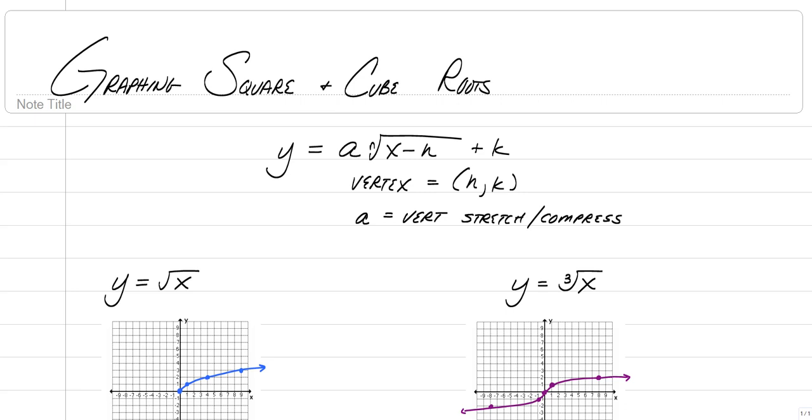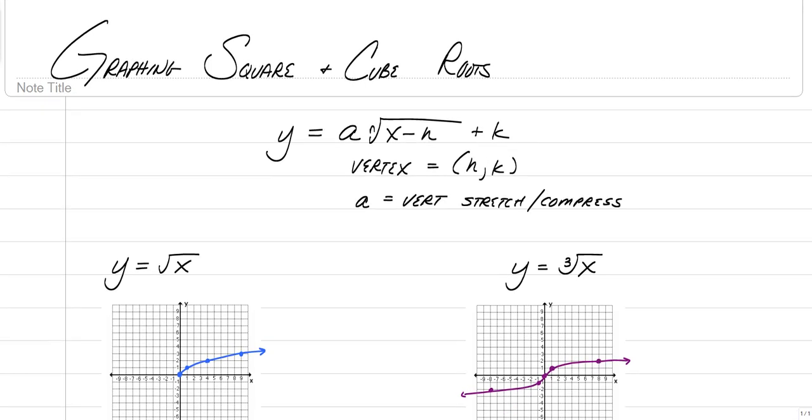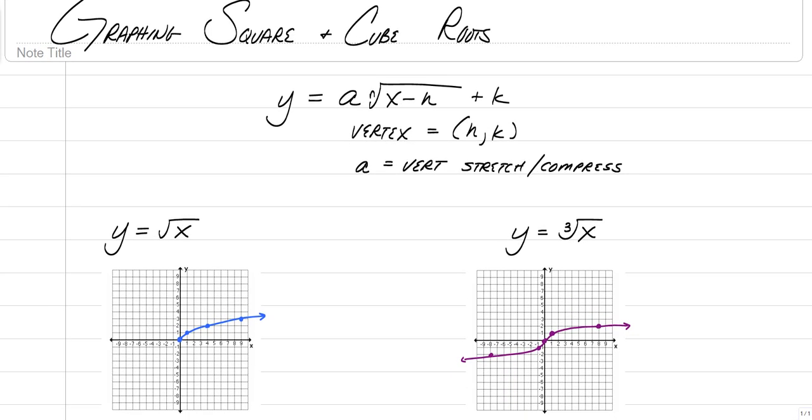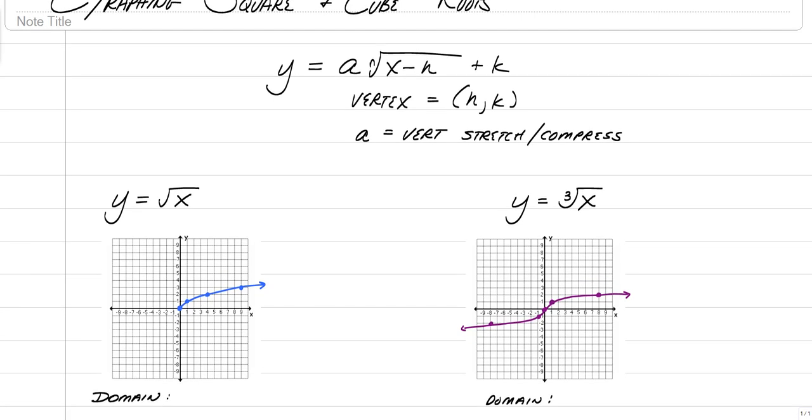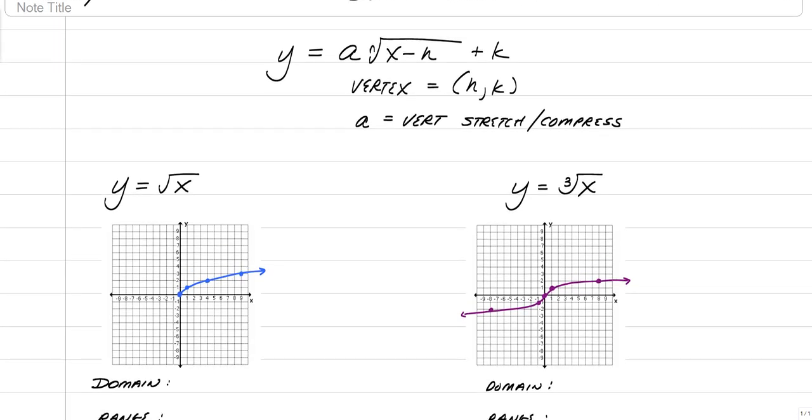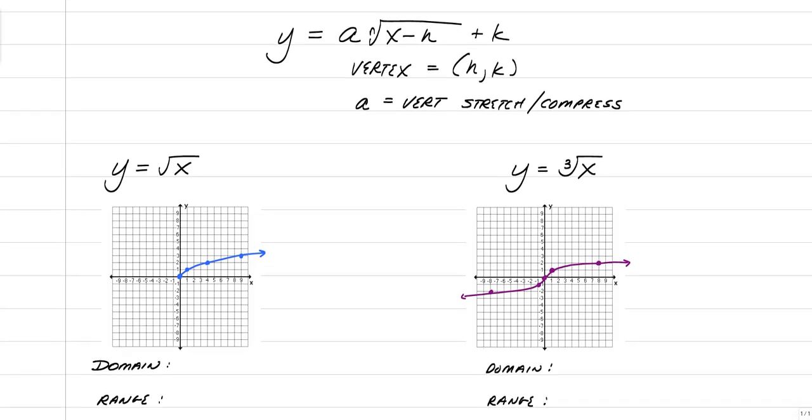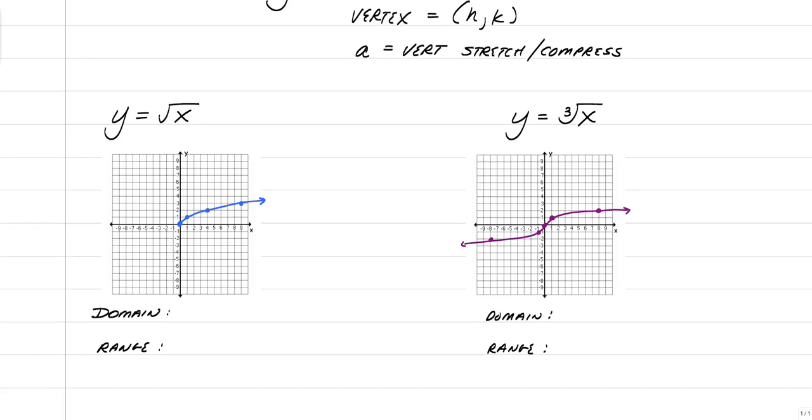Now, the general form is something similar to what you've seen before. You've seen vertex form before for polynomial equations and all that. Well, it's very similar, except you have x minus h in a radical and then a plus k. So your vertex, it's kind of a starting point, is going to be your h comma k, or the opposite of what's in the radical, and the number outside. And then you have your a value, which is your vertical stretch or compress. So it's going to stretch it vertically or shrink it vertically.